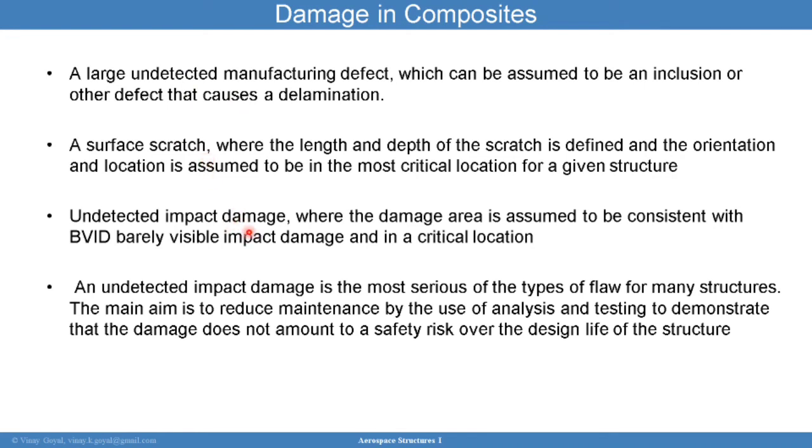You could have this idea of undetected damage, and that's the one that concerns every composites expert: you could have a damaged area that is almost something you cannot see, but that could be critical. And that could be a problem because composites in general are dark in color, and so it's hard to see damage in them. Undetected impact damage is one of the most serious types of flaws you may see for many composite structures, and the main aim is to really reduce the use.